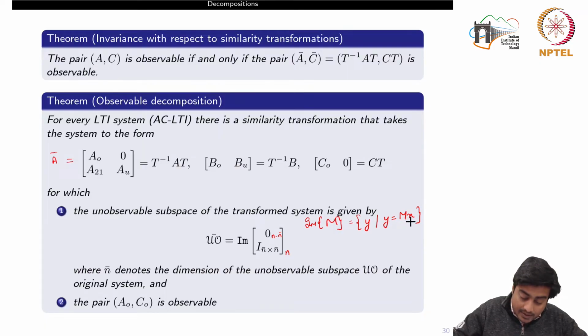And recall the definition of the observability, that the unobservable subspace should be 0. Meaning to say it should contain only the zero vector. So this is what the equation speaks. And the n bar, there are some n bar vectors which belong to the unobservable subspace.